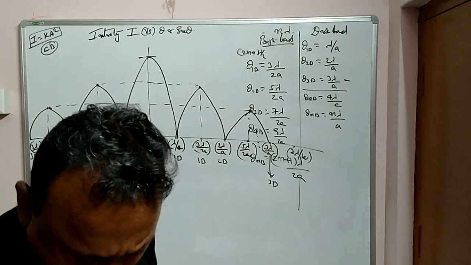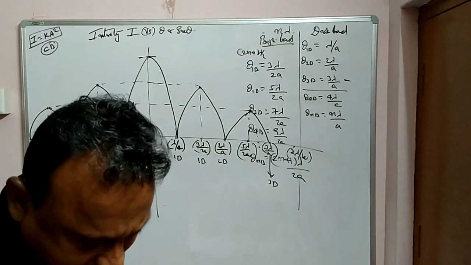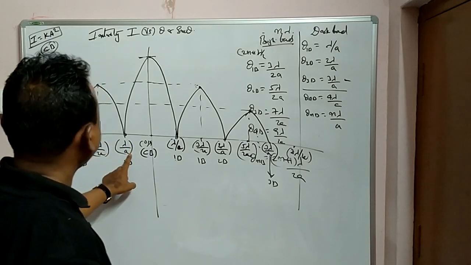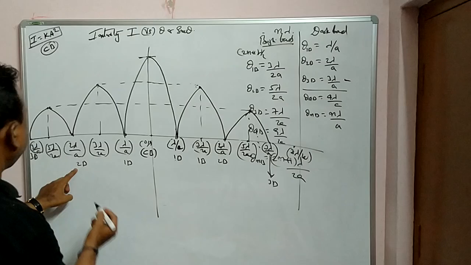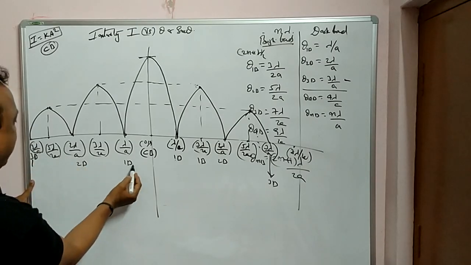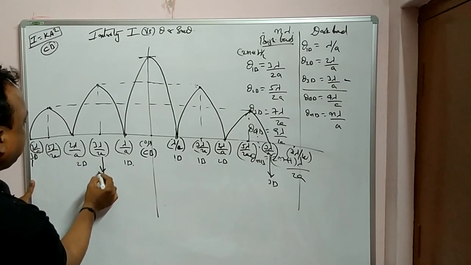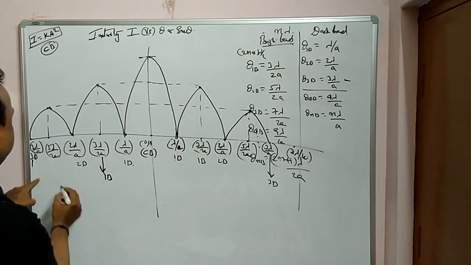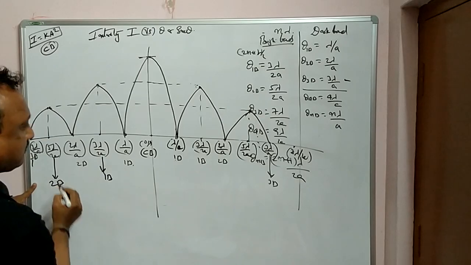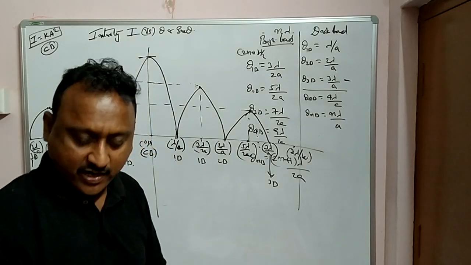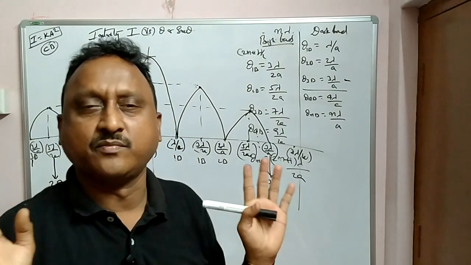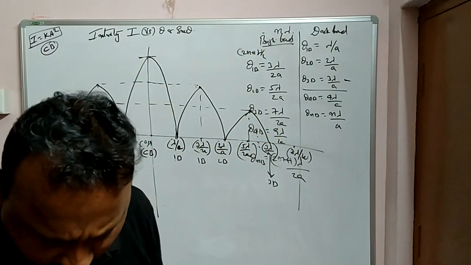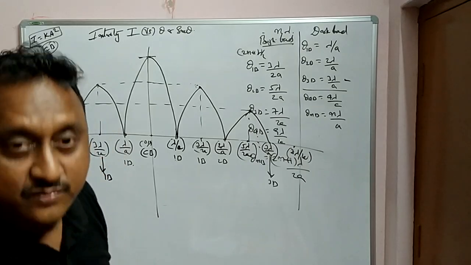Clear? Any doubts? Please make a note here. These are very, very important: lambda by a, first dark, second dark and third dark. Then in the middle of the darks, bright: 3 lambda by 2a, first bright, and likewise 5 lambda by 2a, second bright. So this is how you can explain the complete diffraction pattern regarding numericals, examination or advanced level. Now I am shifting to the last part, that is polarization of light.